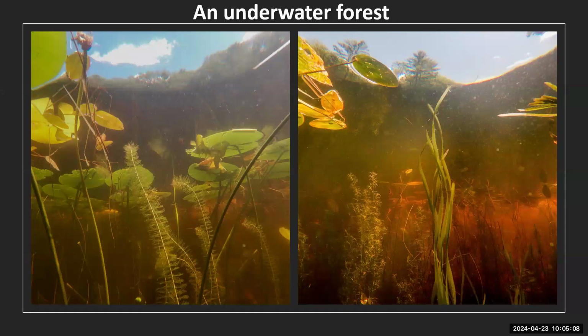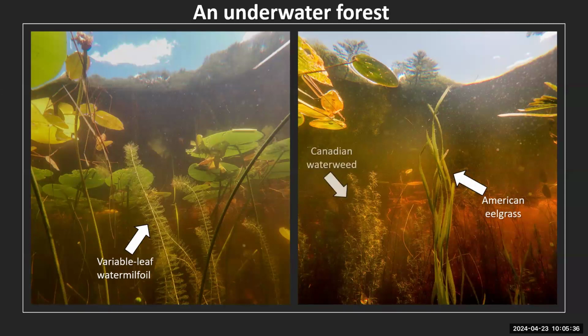So what I want to try to instill in everyone is an appreciation that these are underwater forests. They're not very accessible, so you don't see them this way, but that's what they are. They have clear structure. Just look at this scene, this underwater forest, and the key players. Just to name some, we have variable leaf water milfoil, this is Myriophyllum heterophyllum. Here we have American eelgrass, Vallisneria americana. Here's Canadian waterweed, Elodea canadensis. Here's bullhead pond lily, Nuphar variegata, and then floating leaf pondweed, Potamogeton natans.